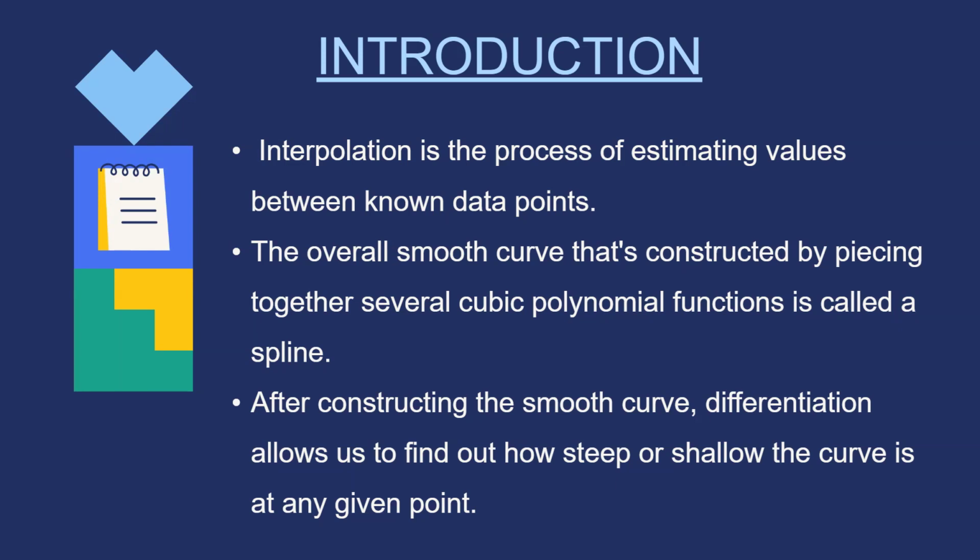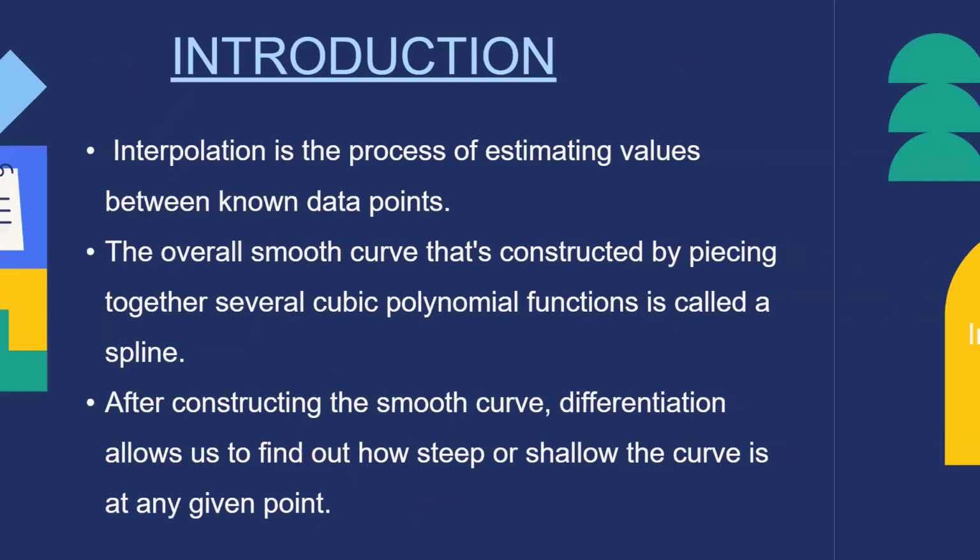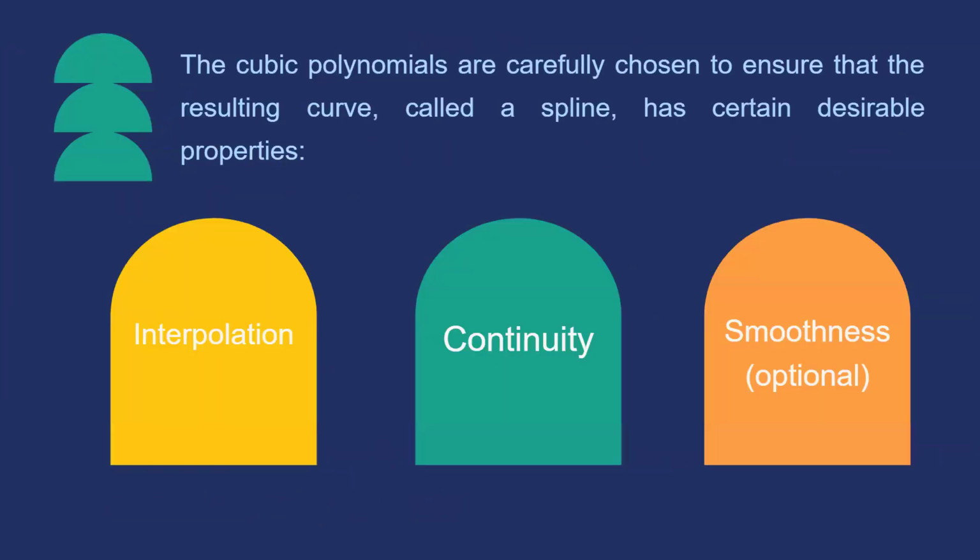After we have constructed the cubic spline, we will get a curve that is called the spline. After that, we can find the derivative, which will help us understand how steep or shallow our curve is at a given data point. These cubic polynomials are carefully chosen in such a way to ensure that the resulting curve, called the spline, has the following properties: interpolation, continuity, and smoothness, which is optional.